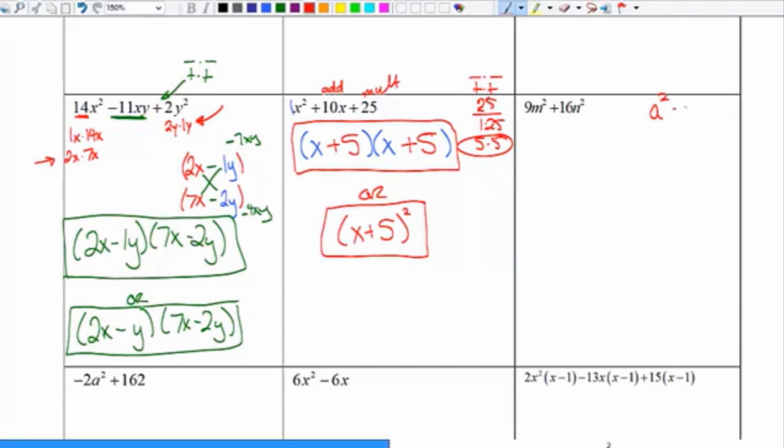But we have an a squared plus b squared. Well, we don't really have a formula for sum of squares. We only have a formula for difference of squares. We have a formula for sum of cubes, but there is no formula for sum of squares, and the reason there is no formula is because it doesn't factor. Because it doesn't factor, we know this is prime.